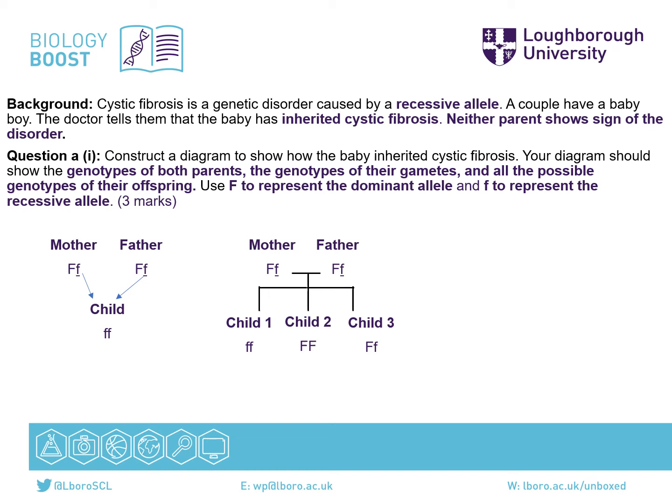So they have a possibility of 4 children. They could have more children, but let's just keep it simple and say they're having 4. It doesn't matter how many more children they have, all of them will have any types of these allele combinations.